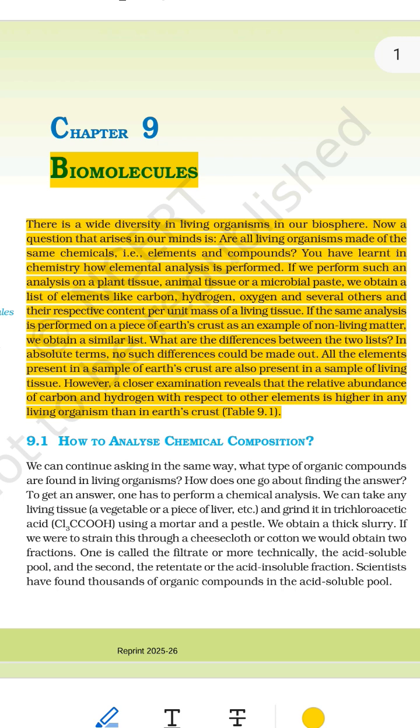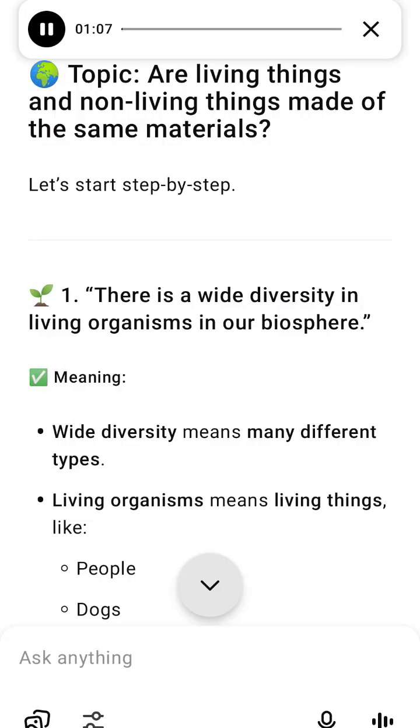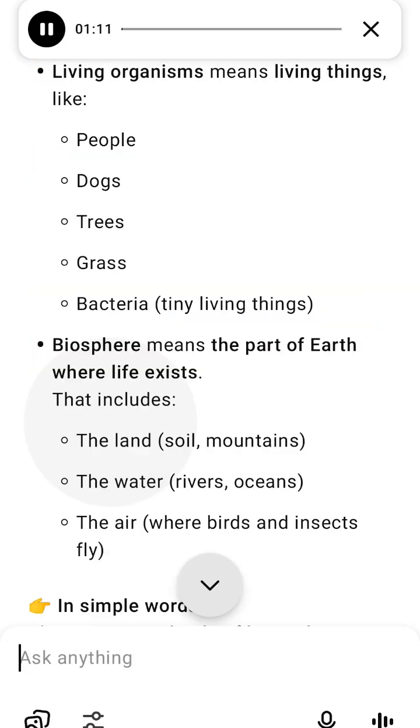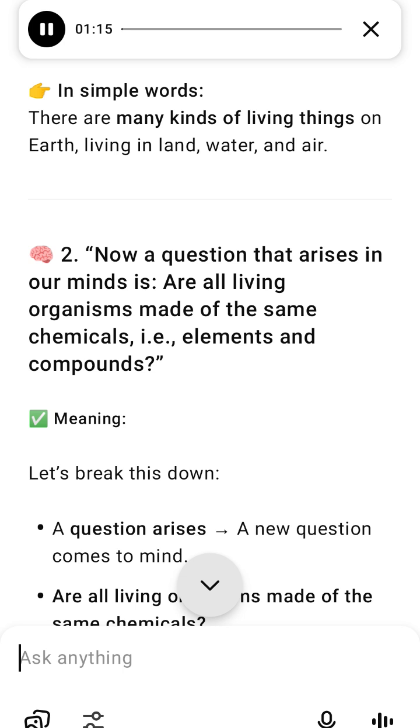1. Things on Earth. Earth is full of life. Animals, plants, bacteria, fungi, and more. All of them together form what we call the biosphere, the part of the Earth where life exists: land, water, and air. Even though living things look very different, scientists ask, are all living things made of the same basic substances?